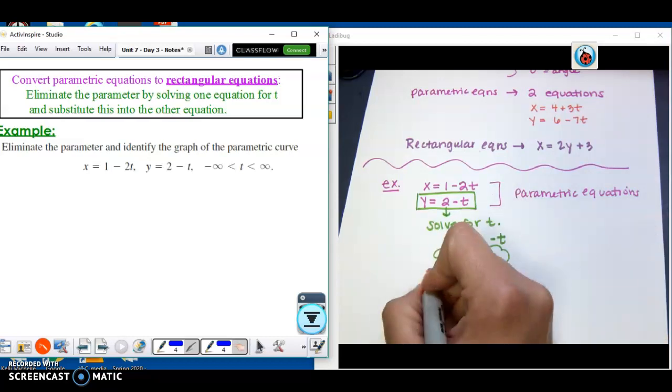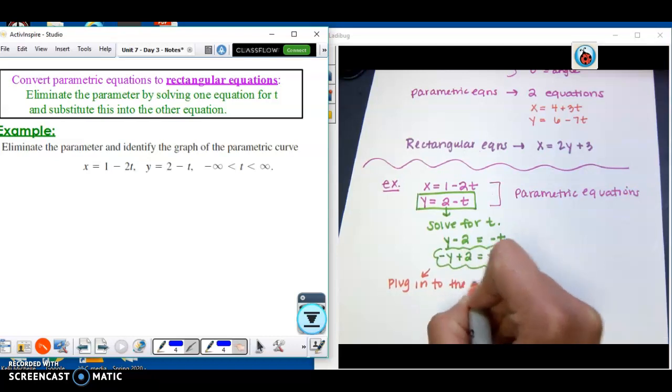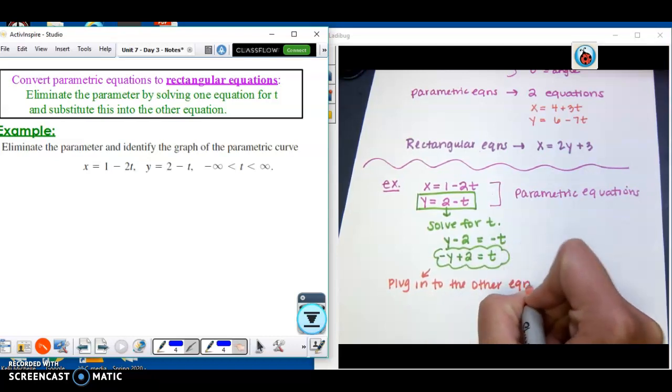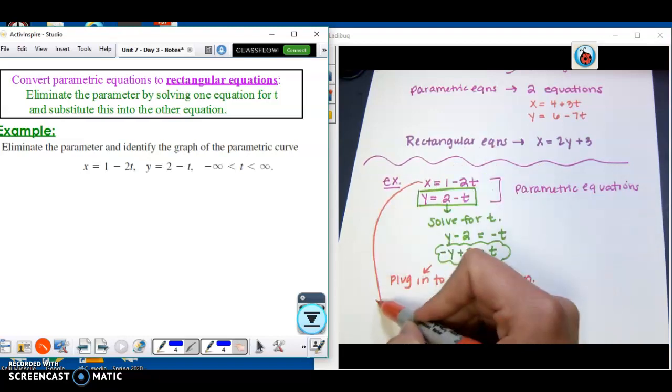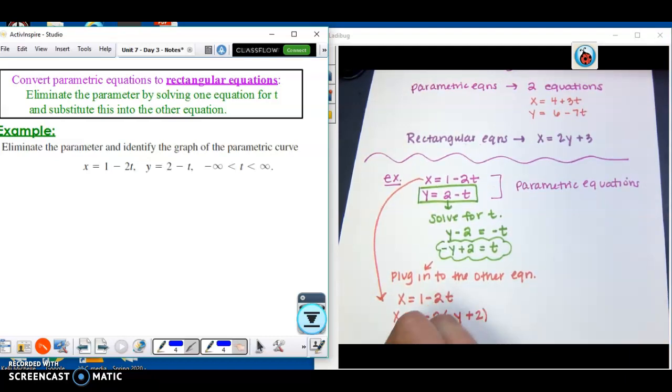Then after that, we want to plug into the other equation. We didn't use the x equation, so we have x equals 1 minus 2t. In place of that t, I'm going to put what I solved for up here, negative y plus 2. Then I can distribute out, so plus 2y minus 4. So x equals 2y minus 3, and that is perfectly fine. That is now my rectangular equation.